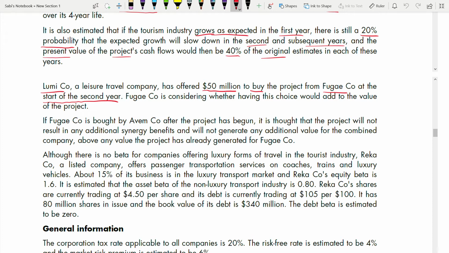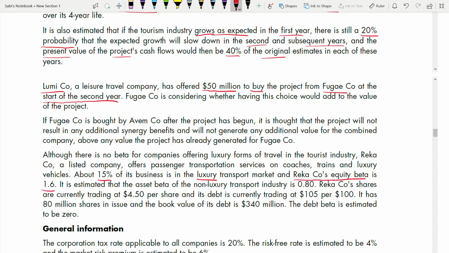Although there's no beta for the companies offering luxury forms of travel in the tourist industry, Reka company, a listed company, offers passenger transportation services on coaches, trains, and luxury vehicles. About 15% of the business. You have to be very careful. This beta is not very easy. Two lines of business there. You have to spread it out. Take out the luxury part. 15% is in the luxury transport market, and Reka company's equity beta is 1.6.